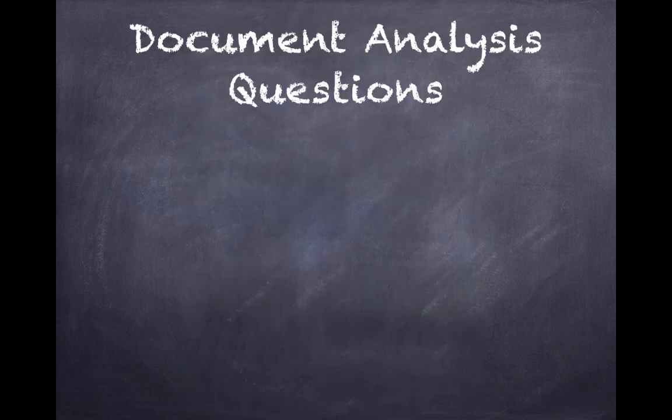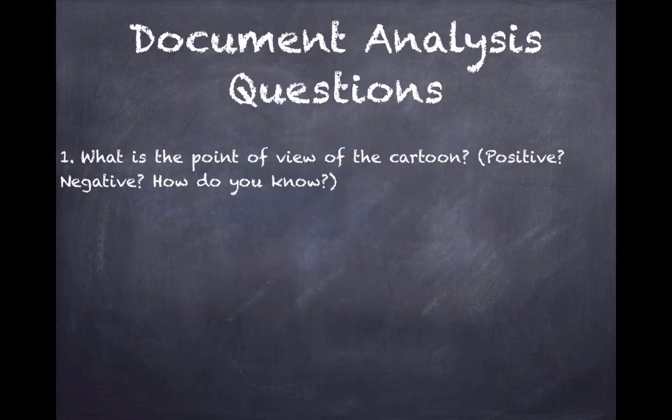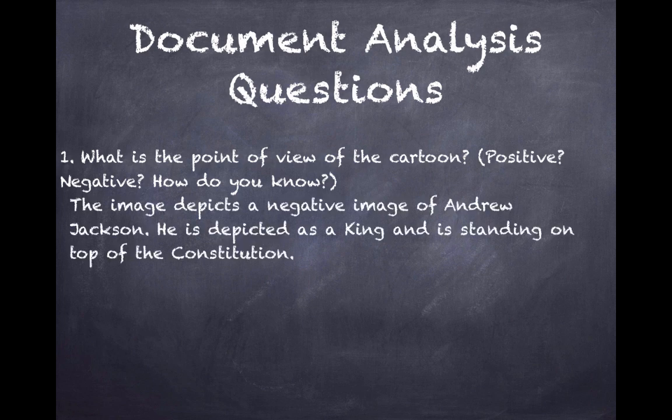Okay, so some document analysis questions. What is the point of view of the cartoon? Again, when you see point of view, think positive, negative, and be able to explain how you know. Clearly, this is a negative image of Andrew Jackson, and he is depicted as a king. Not the best thing to be depicted as 60 years after the American Revolution. And he's also standing on top of the Constitution, which is ripped up. So it's not painting him in that positive of a light.